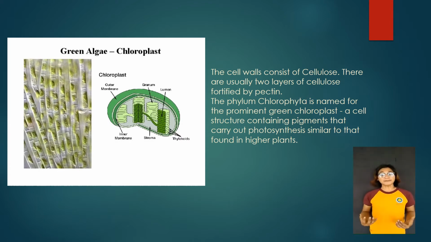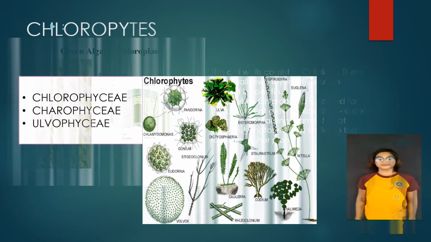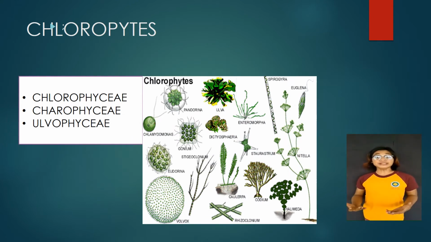The phylum Chlorophyta is named for the prominent green chloroplast, which is a cell structure containing pigments that carry out photosynthesis similar to that found in higher plants. There is considerable debate over the classification of green algae. Most taxonomists currently classify Chlorophyta in the kingdom Protista, but due to many similarities to terrestrial plants, many taxonomists feel Chlorophyta should have its own kingdom.